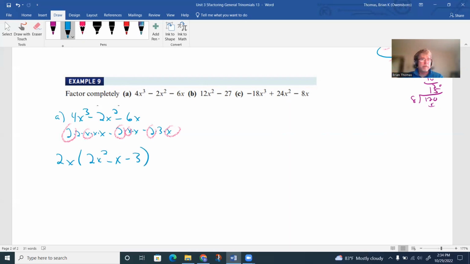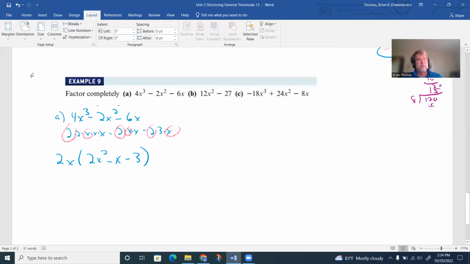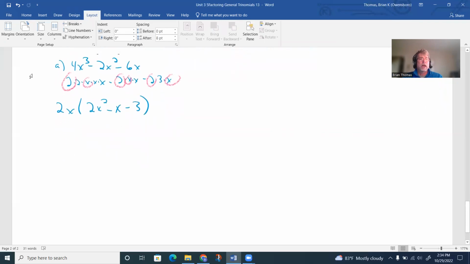So I have a 2x coming up, but notice how this x squared minus x minus 3, is that prime or is it factorable? Well, it's not a difference of squares. It's not a perfect square trinomial, but it is a general trinomial. So what we want to do is factor this x squared minus x. I'm going to draw my box down here a little bit lower so it's not in the way of my problem.